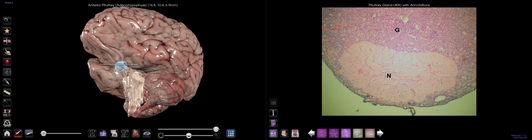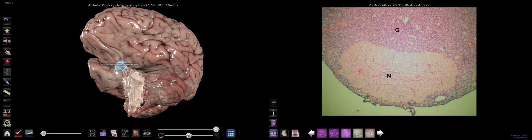This is a great slide, and you can see that there's a G and an N. If you look at the right side of your screen, there's a G and an N under this histology slide. What does the G stand for? Well, G means glandular tissue, and N means neural tissue.